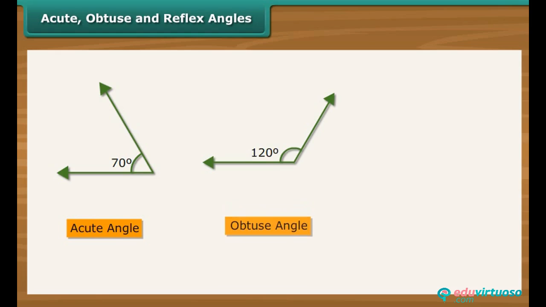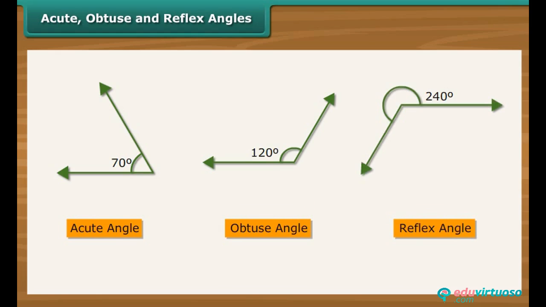Acute, obtuse, and reflex angles. There are 3 more angles. They are acute angle, obtuse angle, reflex angle. Let us look at them one by one.